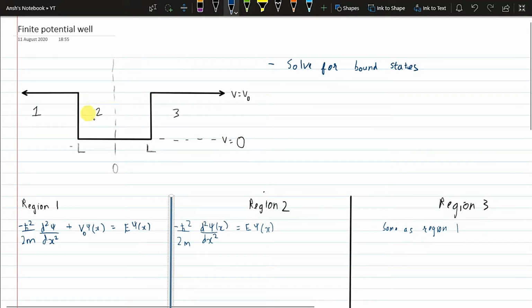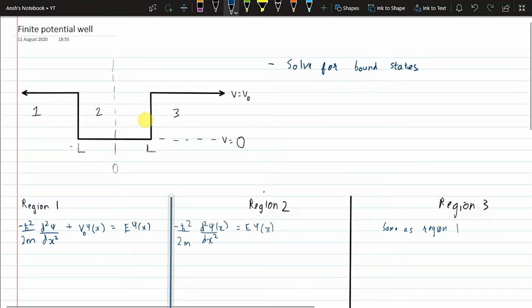So classical intuition helps us in guessing that the bound states will only exist in this region where we have a potential well. However, there will be some characteristics that help us differentiate from classical behavior, and we'll see them as the solutions come. So a useful way of solving the finite potential well is dividing the well into three regions. Region 1 right here, region 2, and region 3.